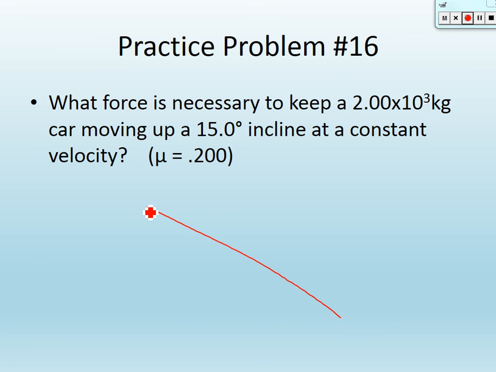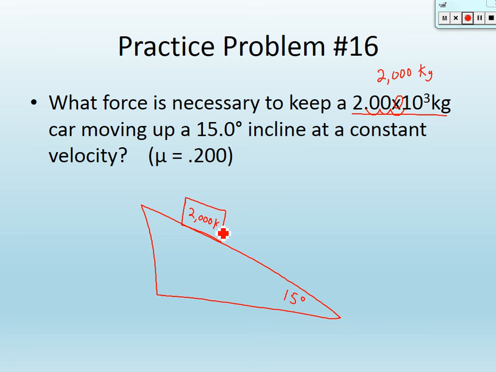Okay, so let's draw this ramp, or this inclined plane. What was the degree? 15. Okay, I'm going to draw the car just as a big block here. And it gave us the mass, but it did so in scientific notation. How do we switch that to standard form? 2,000. Yeah, this 3 tells us we need to move the decimal 3 times to the right, and if you do, that adds another 0. That's 2,000 kgs. So let's put that in the block here, 2,000 kgs. Okay. Mu was 0.2.